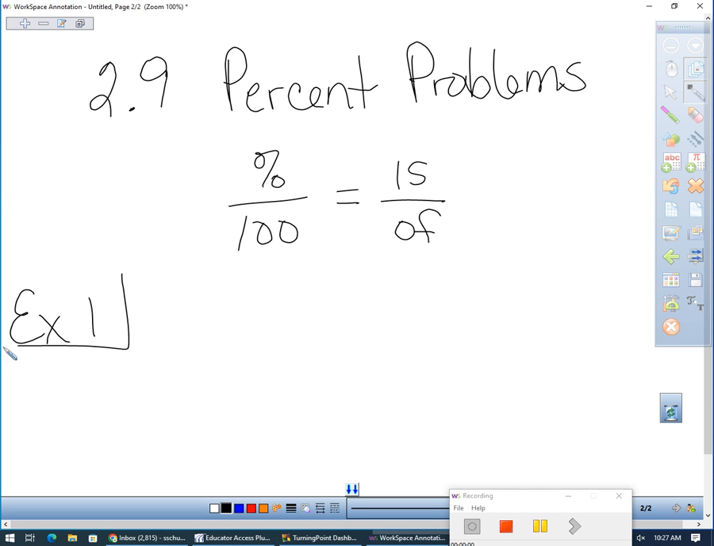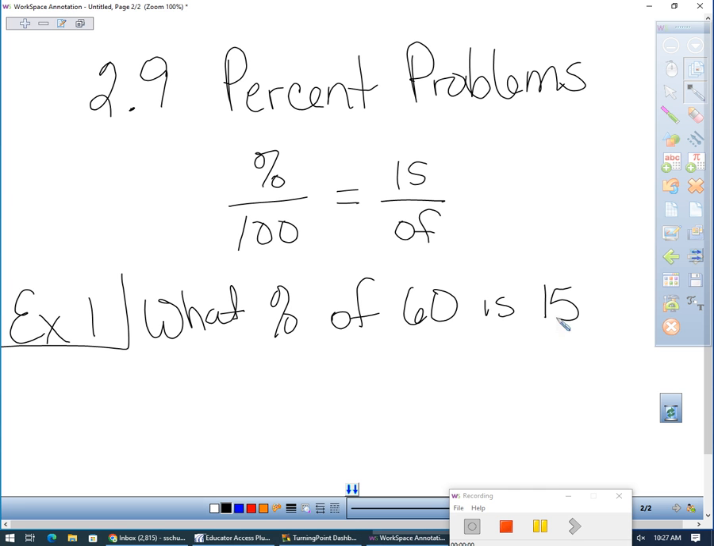Here's example number 1. What percent of 60 is 15? All right, so let's look at what we have here. We're going to set up our proportions, our ratios. The first one is percent over 100. Well, it says what percent? We don't know what percent, so what do you think should go in that spot? An x over 100 equals.